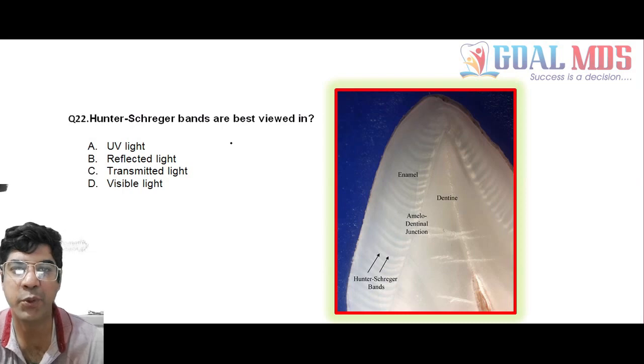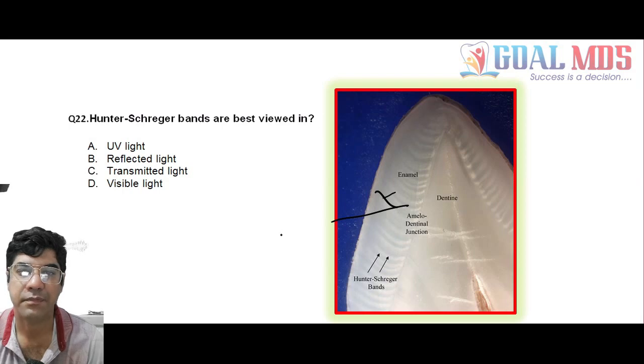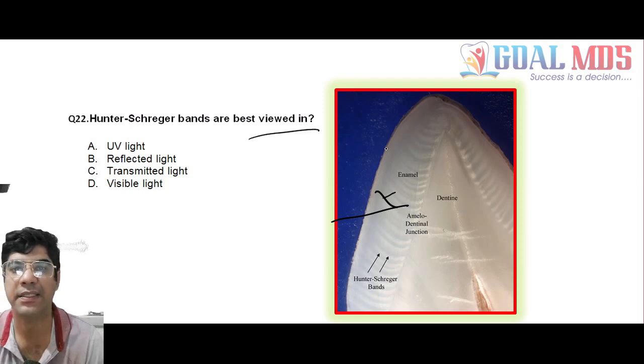Hunter-Schreger bands, they are best viewed in reflected light. They are an optical phenomenon in dental enamel due to the arrangement of enamel rods. When light is reflected on the enamel surface, it can reveal the characteristic pattern of these bands that results from crossing over of enamel rods within the enamel tissues. So they are best viewed in reflected light.